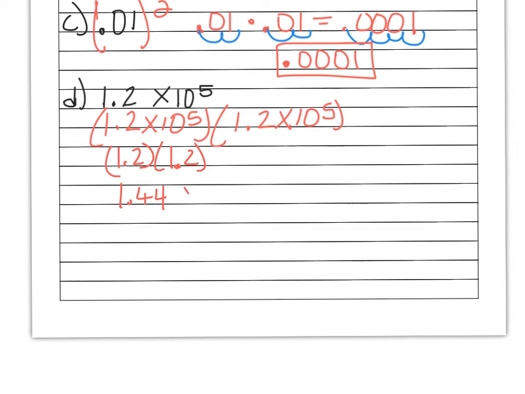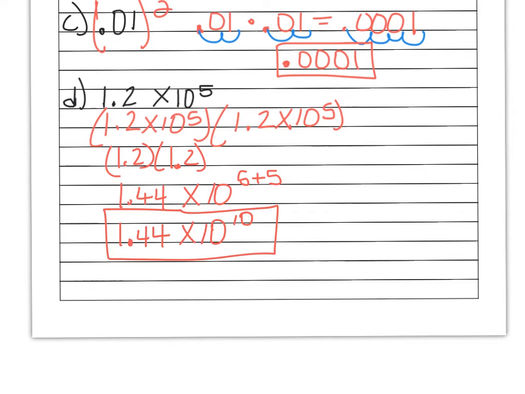And I'm going to write that as times 10 to the 5 plus 5, because we have two 5s here from this exponent and this exponent right here. So 5 plus 5 is 10. So it's 1.44 times 10 to the 10th. And that is back in scientific notation.